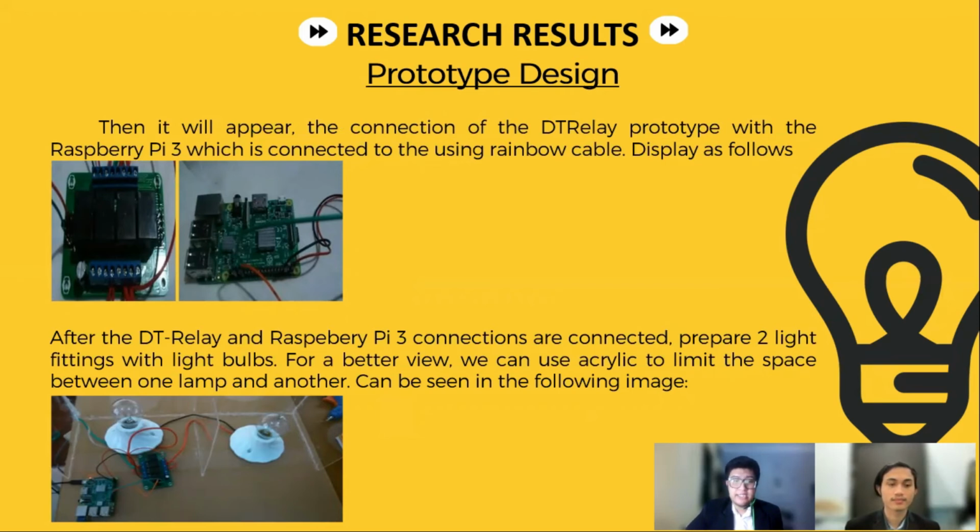After the DT relay and Raspberry Pi 3 are connected, prepare the light fittings with the light bulbs. For a better view, we can use acrylic to separate the space between one lamp and another. Can be seen in the following image.